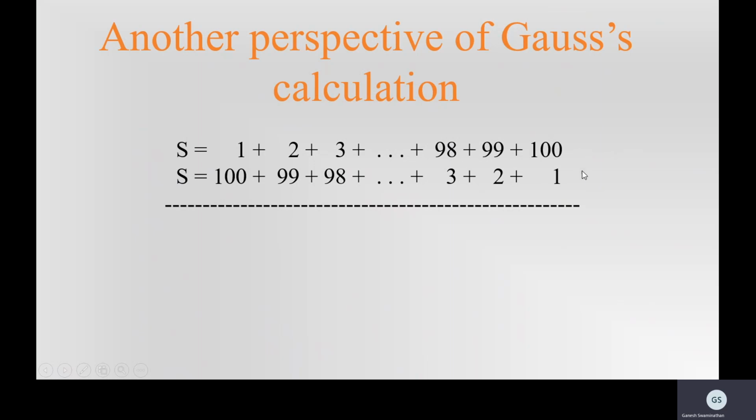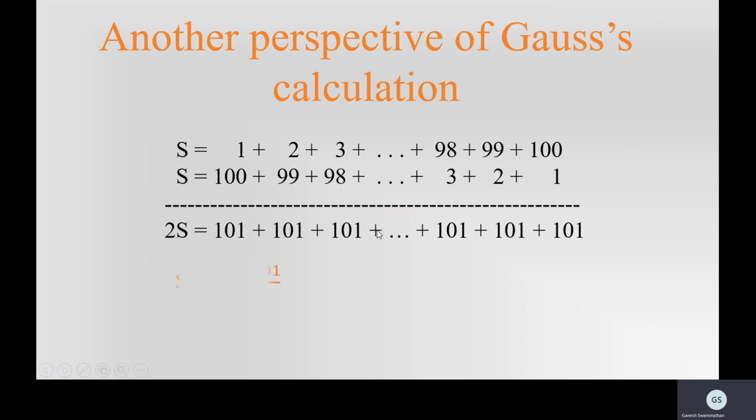Now, this is my first equation and this is my second equation. Both are exactly the same, but I want the answer for only one of them. But what did Gauss do? He added them. That means he is going to get twice the amount of what he actually wanted. And interestingly, you can see a pattern that turns up here. Each of these corresponding terms in these equations always gives you a value of 101. How many such 101s do I have? The number of terms I have in this series, which is nothing but 100.